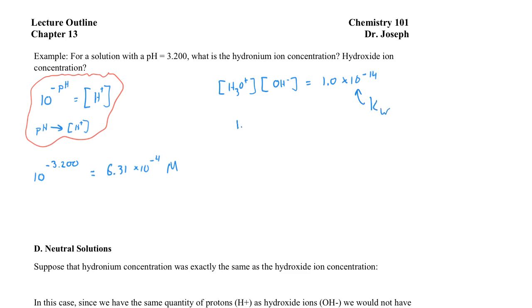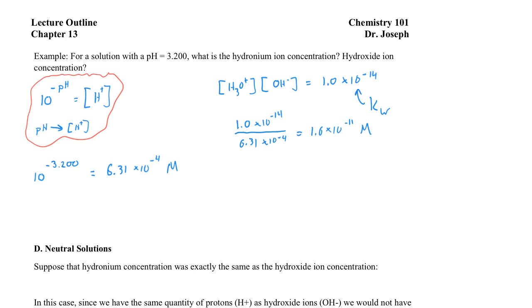So in this example, we can simply divide Kw by the hydronium ion concentration, which we just determined, and that would give us the hydroxide ion concentration, which, based on my calculation, gives 1.6 times 10 to the negative 11th molar. Now let's stop and just double check our significant figures for everything here.